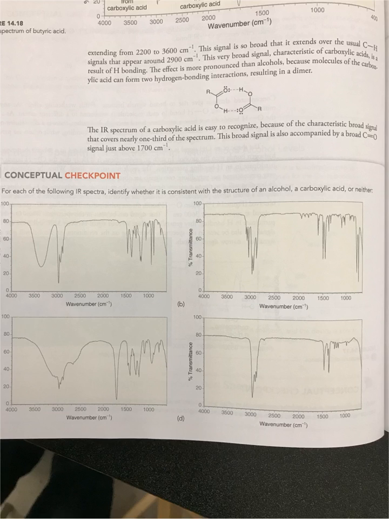It says, of the following IR, which is an alcohol, carboxylic acid, or neither? So let me put some things in here so we can communicate a little bit better. If I call this A, B, C, D. So which one's an alcohol? Which one's an acid?